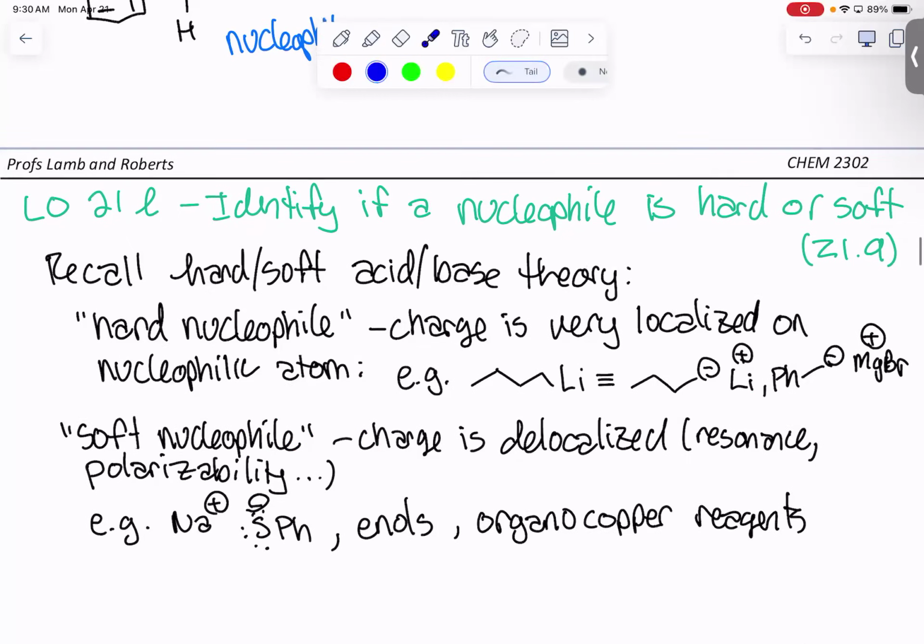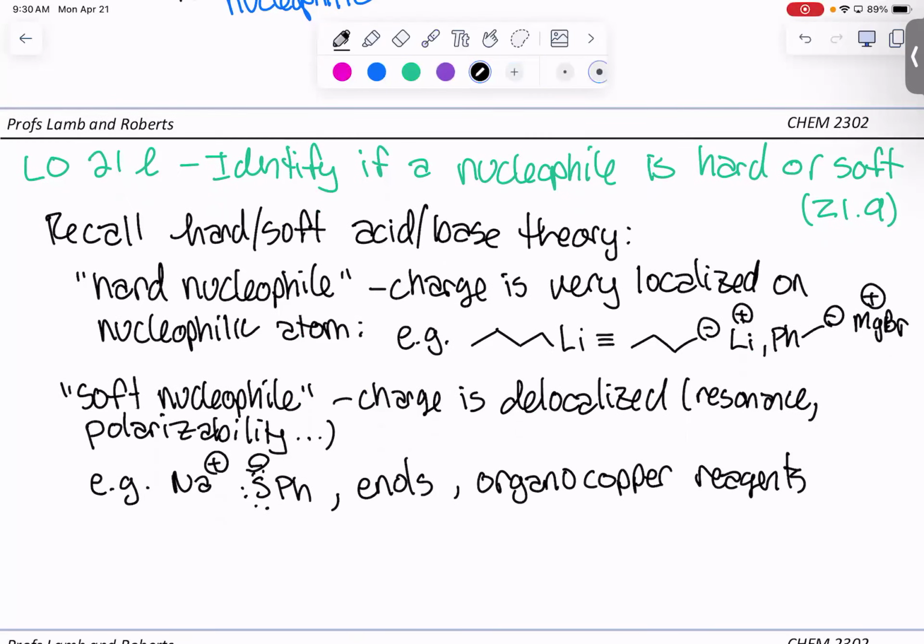Okay, so now that we can understand, differentiate, and identify a hard and soft nucleophile, let's see where the reactivity is different. Why do we care about hard or soft nucleophiles? Well, we want to see how they react differently, all right?